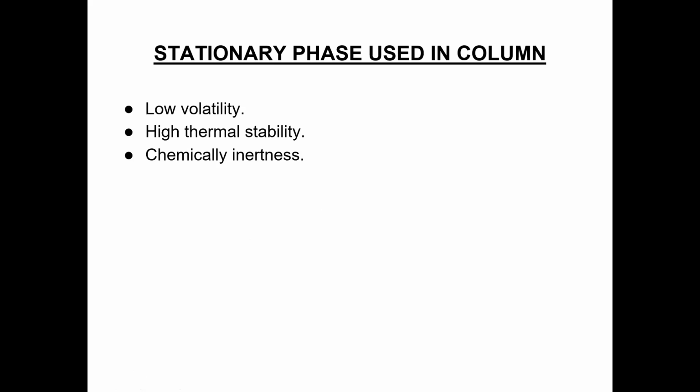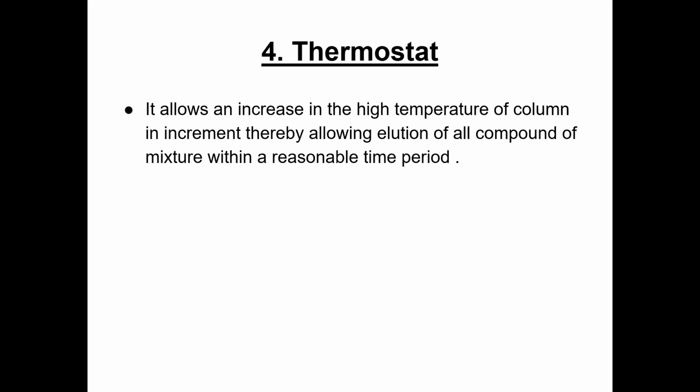Stationary phase used in column should be low volatile, highly thermostable, and chemically inert. Thermostat: it allows an increase in the high temperature of the column in increments, thereby allowing elution of all compounds of the mixture within a reasonable time period.